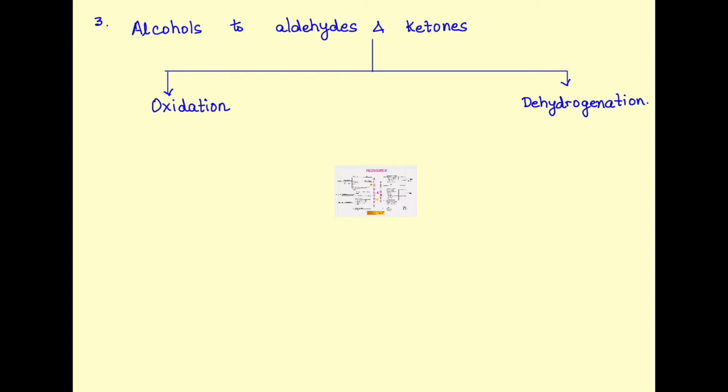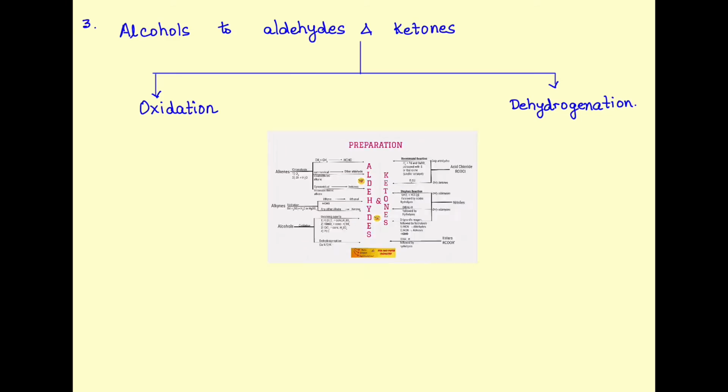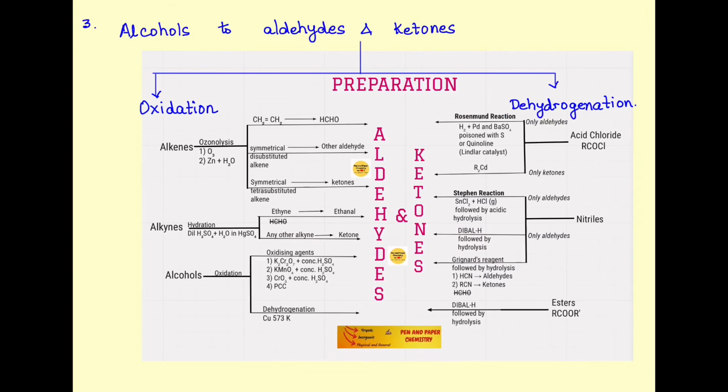The next method of preparation is from alcohols. Now, alcohols is one topic which we covered. The last topic that we covered was alcohols only, and there were two ways that you can do it. That is oxidation and dehydrogenation. Both mean the same thing, but the reagent that we are using in each one of them is different, and I have shared this with you in the flow chart as well.